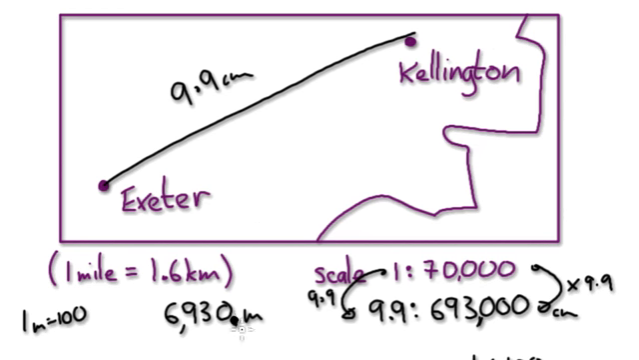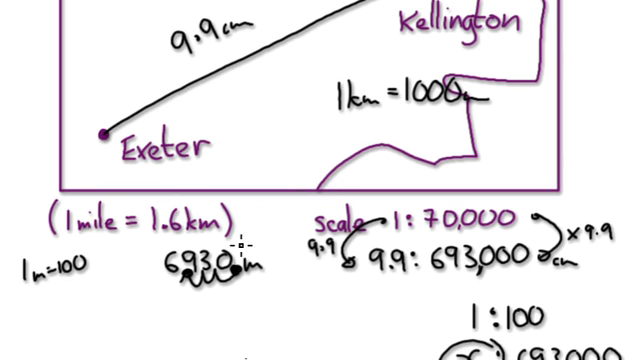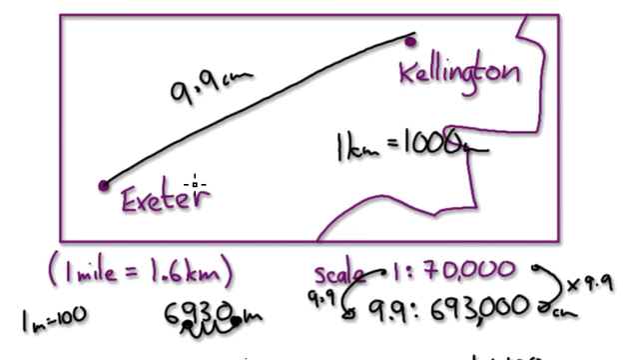Now, what is that in kilometers? Well, I'm going to divide it by 1,000, because you should know this by heart: 1 kilometer equals 1,000 meters. So I'm going to divide it by 1,000 here, moving the decimal 1, 2, 3 places. So the distance between Killington and Exeter is 6.93 kilometers. Now we need to convert kilometers into miles.